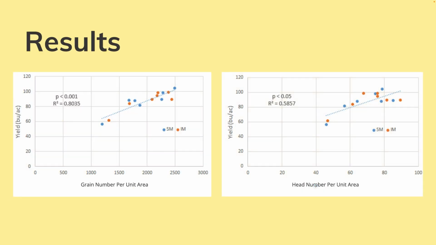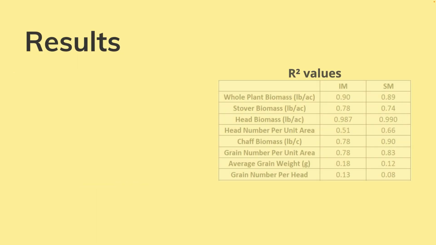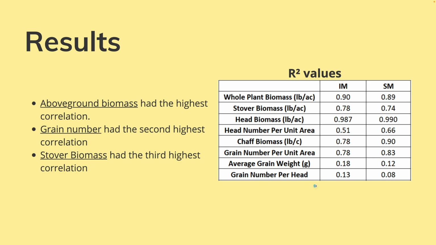Then grain number per unit area also explains really well, with a 0.8 for R square. Head number explains, but not as well as grain number. Then we have here a summary of the R square values for intensive and center management. You can see that above ground biomass had the highest correlation, grain number second, and silver biomass third. So here we see how crucial biomass and grain number are for determining yield.